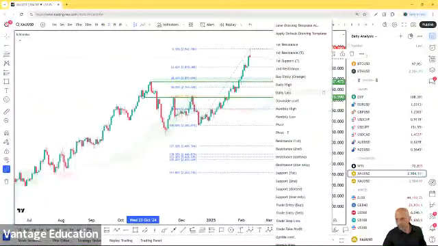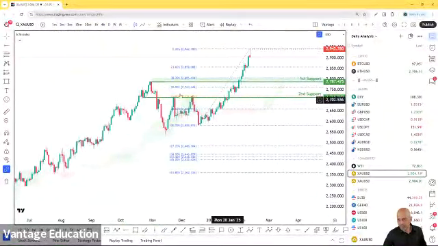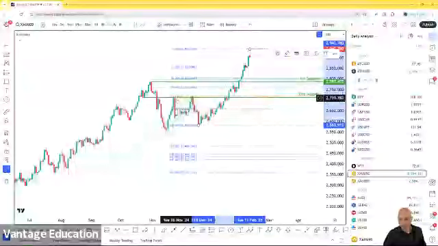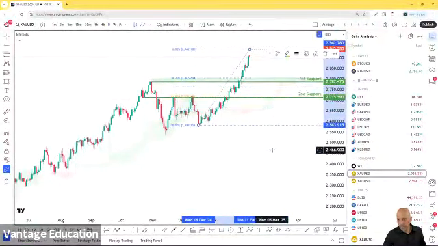So second support is at $2,750 per ounce and is also accompanied by Fibonacci retracement at 61.8%. So we'll keep 38 and 61 in the analysis.